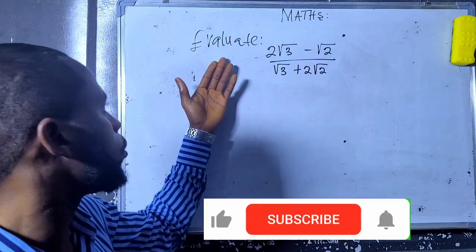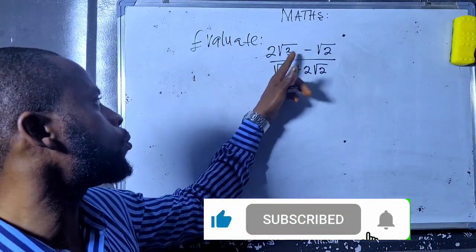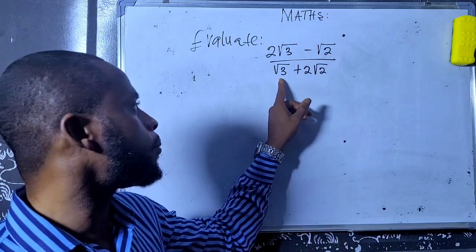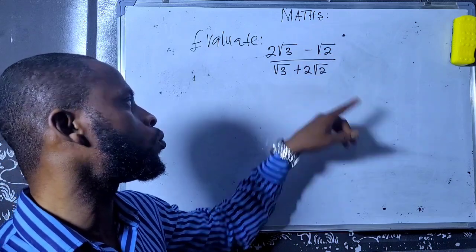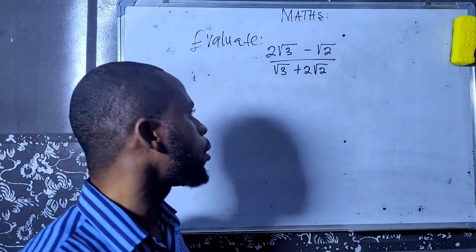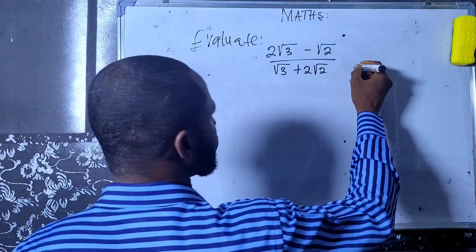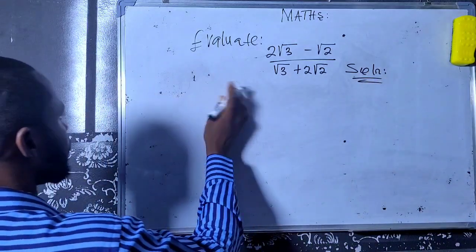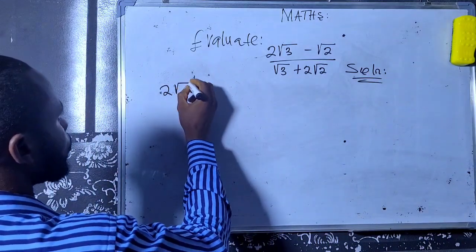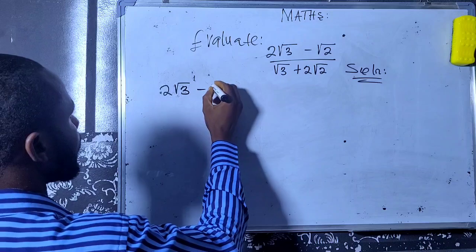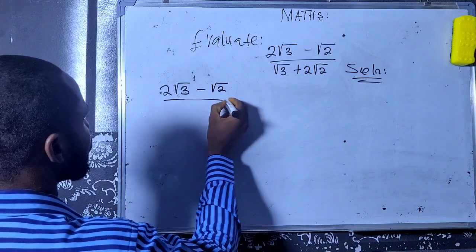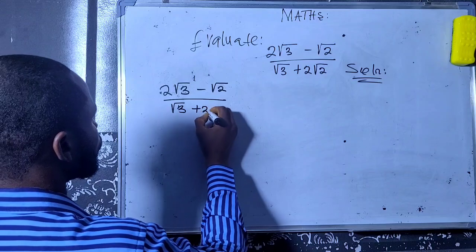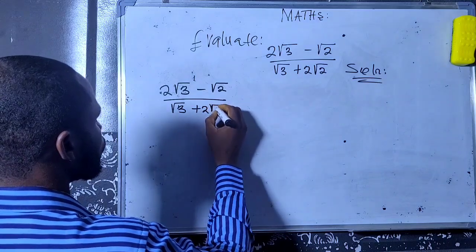We have here example 1. We have to evaluate 2 root 3 minus root 2 divided by root 3 plus 2 root 2. I put down here the solution. I come down here with the question. We have 2 root 3 minus root 2 divided by root 3 plus 2 root 2.